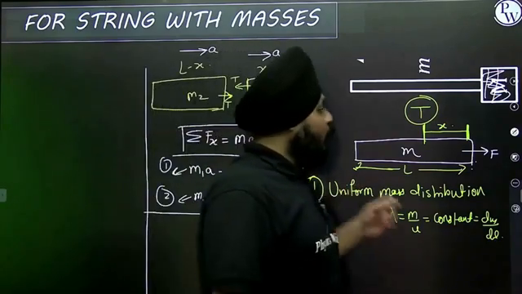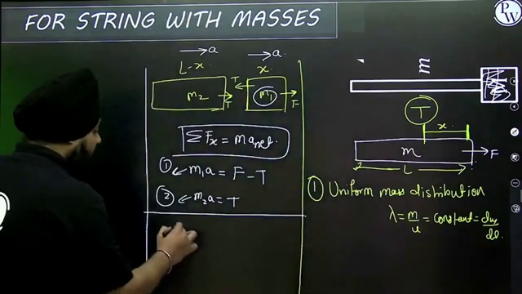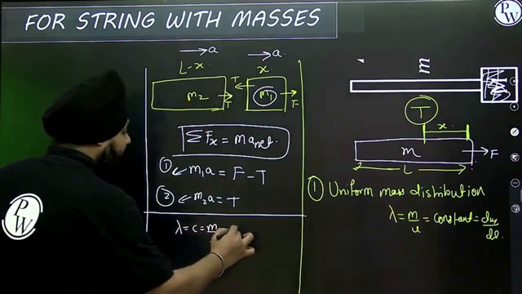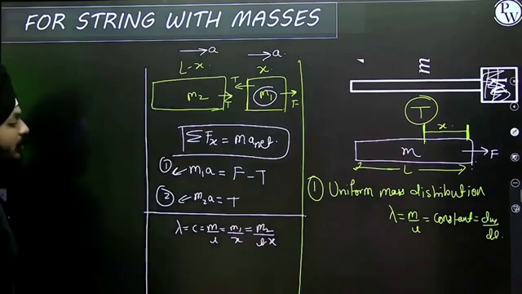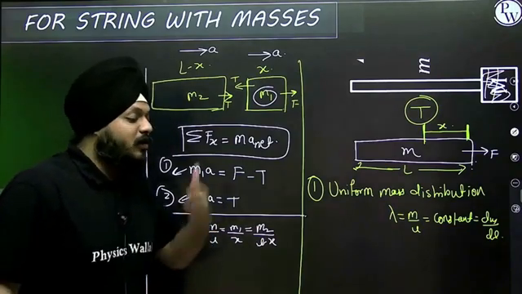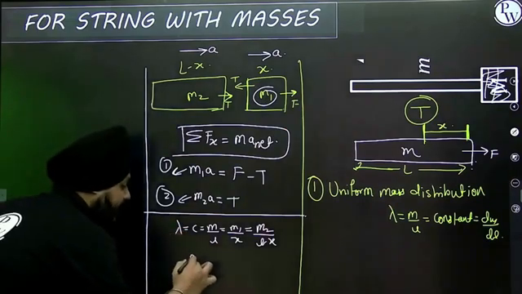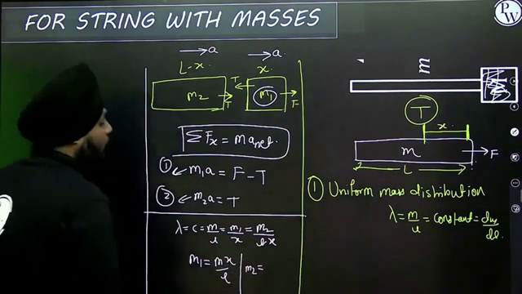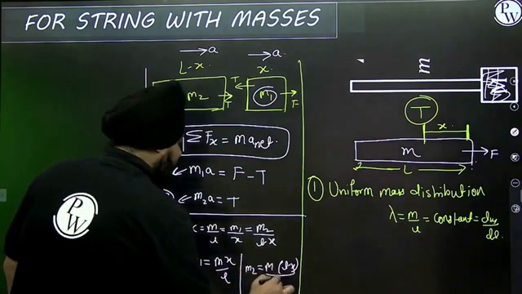Now, as we said, uniform mass distribution, lambda is constant. It means lambda is constant, equal to mass per unit length, which is m1 by x, m2 by L minus x. If mass per unit length is constant, mass is uniformly distributed over length. So I can write m1 as mx by L, and m2 as m into L minus x by L.